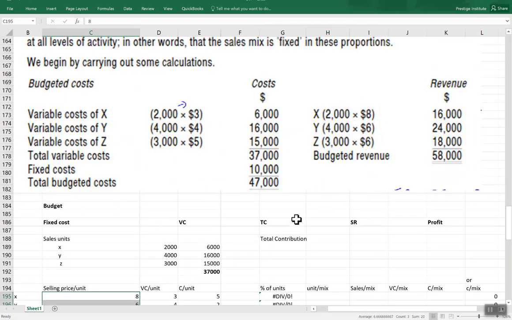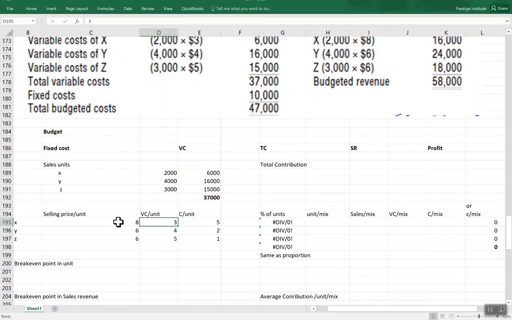We have 8, 6, 6 and variable cost is 3, 4, 5, which if you take 8 minus 3, it will give you contributions here. Now let's do these things for mix. So how many units do we have in a mix? We have 2,000 units of these, 4,000 units, and 3,000 units. When we add it together, it becomes 9,000.